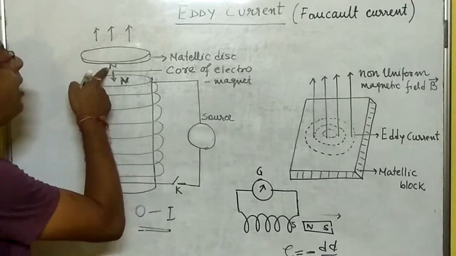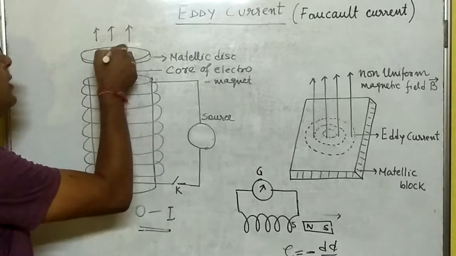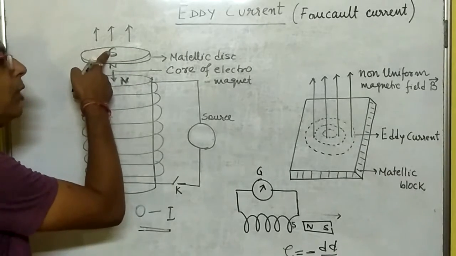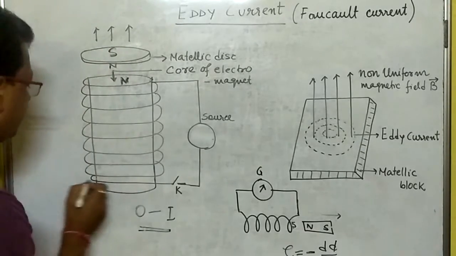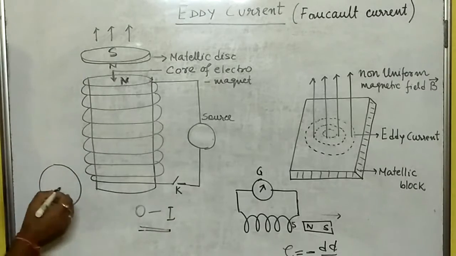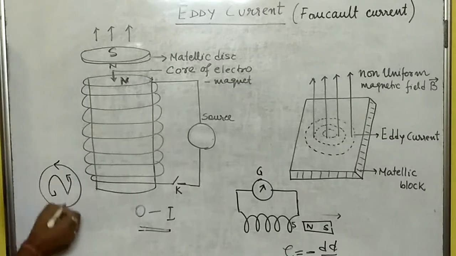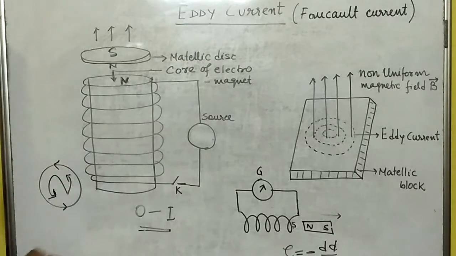Now, how is this north pole created here, and the south pole on the top? The north pole is created on the base, the south pole is on the top. In other words, remember, while we were doing electromagnetic induction, I told you that a north pole will be created when the current moves in the anti-clockwise direction, and a south pole will be created.